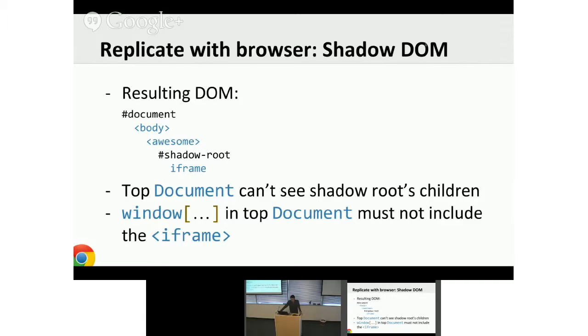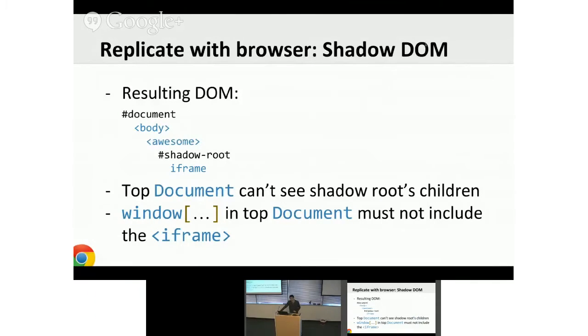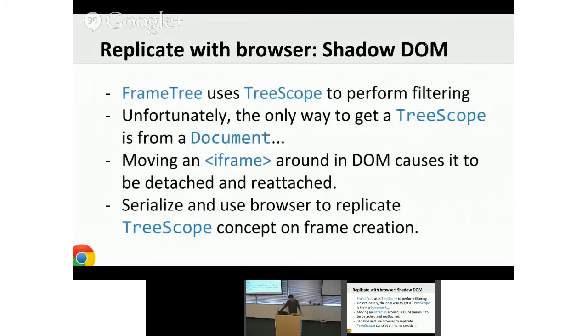And one of the things is we need to filter out iframes, named iframes from that top document as well. So if the top document does window 0, it should not include the child iframe in the shadow DOM. And today, this is kind of implemented by tree scope checks. Unfortunately, tree scope is implemented by document, and a remote frame will never have a document because it's not accessible across origin.